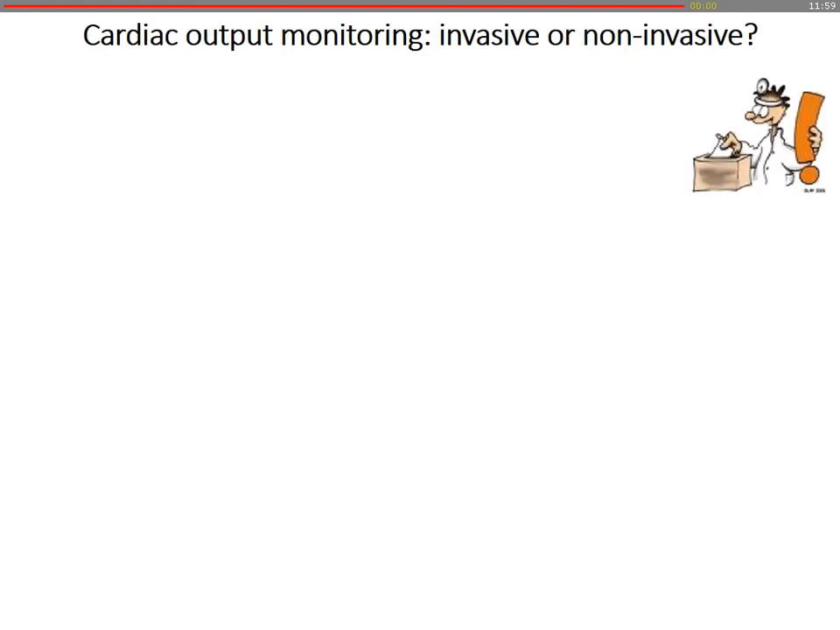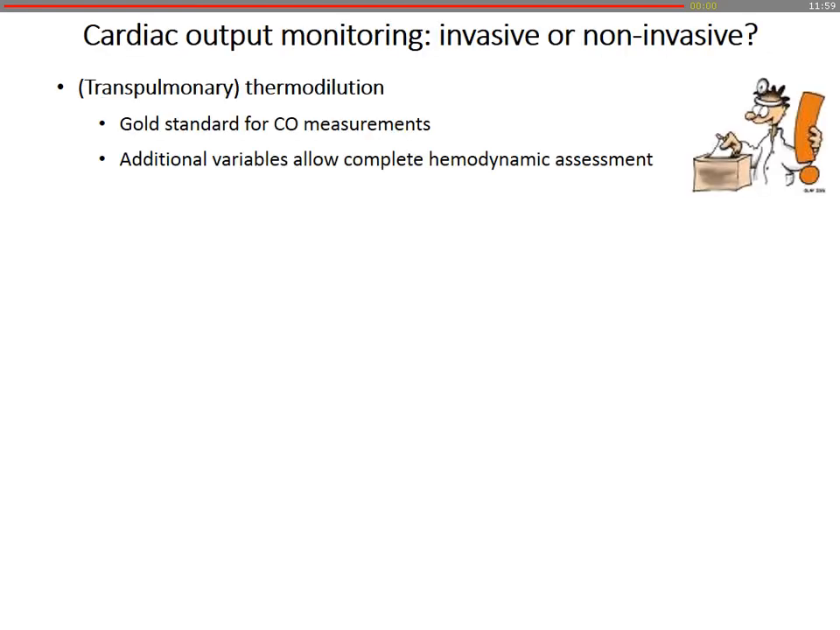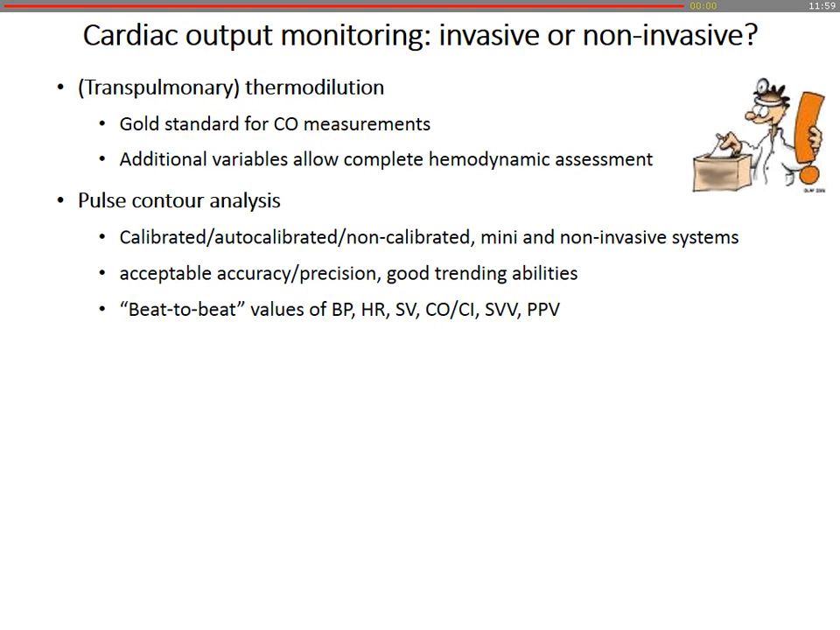So with that, I come to my take-home messages. I showed you that transpulmonary thermodilution is the gold standard for cardiac output measurements, and that it can provide you with additional variables that allow a complete hemodynamic assessment. So for the patient in shock, you should still stick to those methods. Then there are the methods based on pulse contour analysis, calibrated, auto-calibrated or non-calibrated systems, which are minimally invasive, so you just connect them to your arterial line, or even non-invasive, and they have acceptable accuracy and precision, but good trending ability, so they can track changes in cardiac output much more easily.